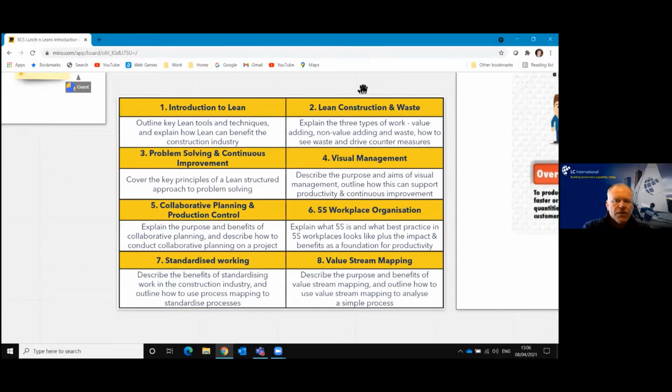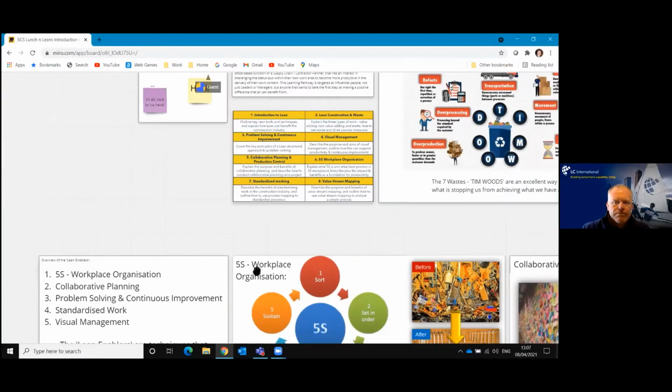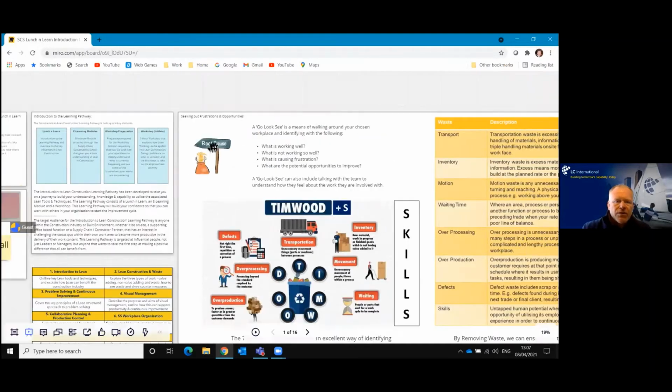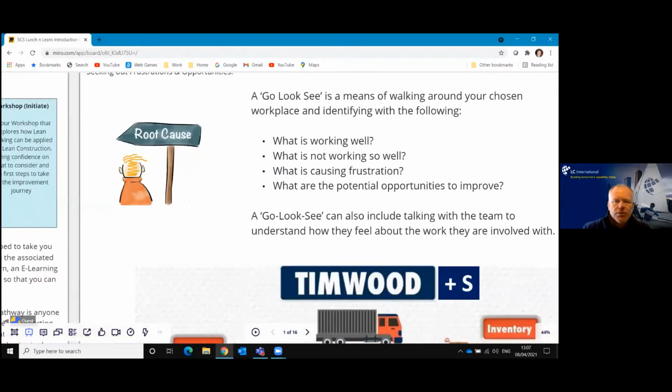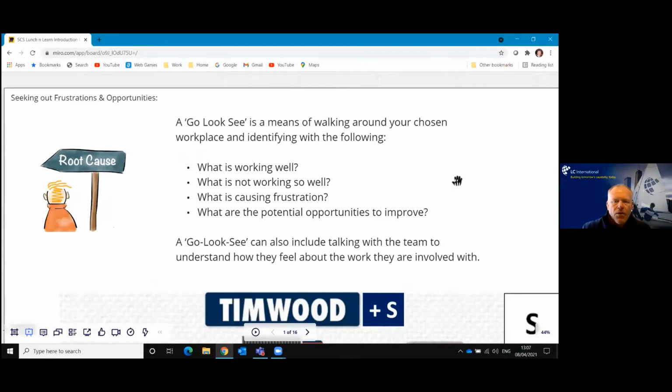So what I'd like to do first of all is take you through those 3 modules that look at exploring where we currently are. So how do we seek out frustrations and opportunities? Well, the best method is to do something we call go, look and see. And it's as simple as it says.